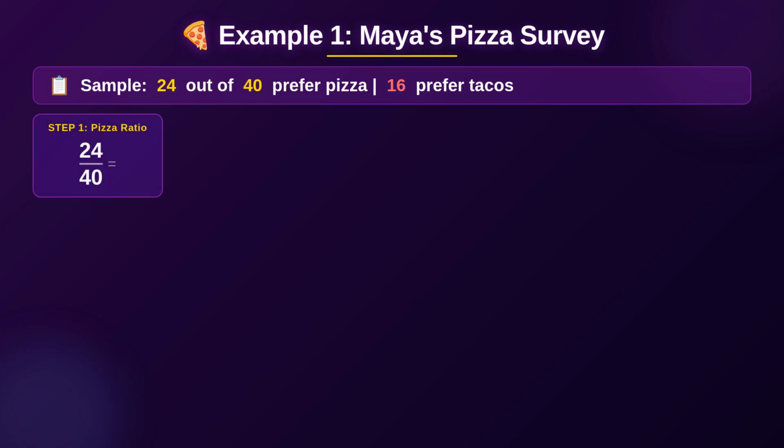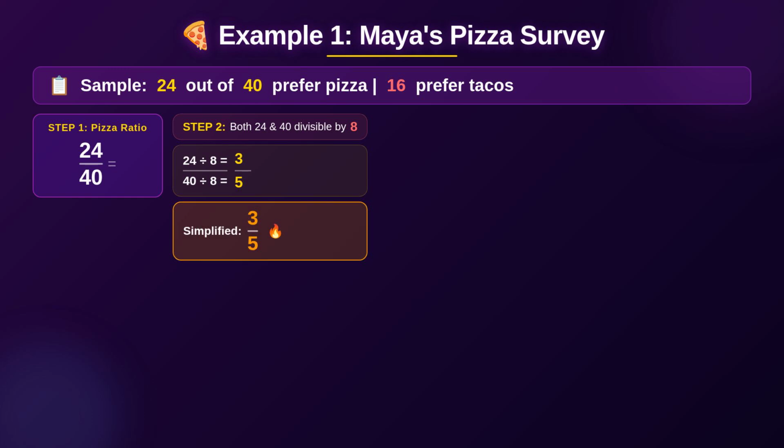Let's walk through Maya's full pizza problem together. Maya surveys 40 randomly chosen students. She finds that 24 prefer pizza and 16 prefer tacos. First, let's write the pizza ratio, 24 out of 40. To simplify, both 24 and 40 are divisible by 8.